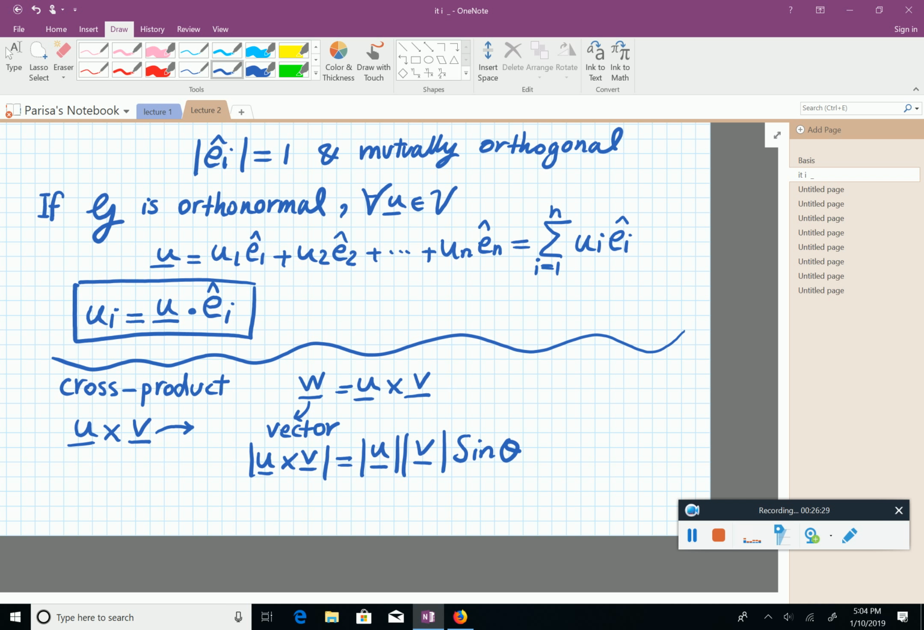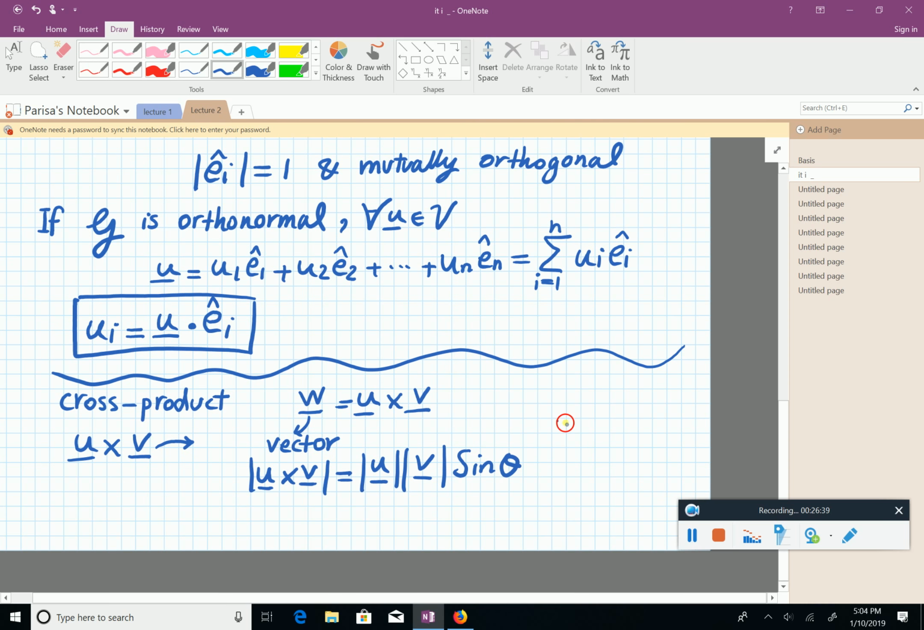What else do we know? This is not enough, just the magnitude. This is not a scalar. What else do we know about cross product? The direction. I tried to use my best artistic abilities to draw that. So you probably remember that there is the right-hand rule. So if you go from U to V, the direction perpendicular to the plane, which contains U and V, is the direction of W.